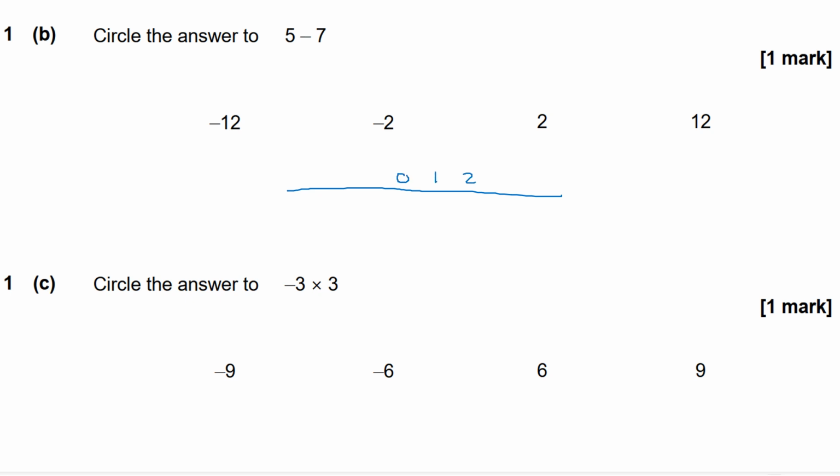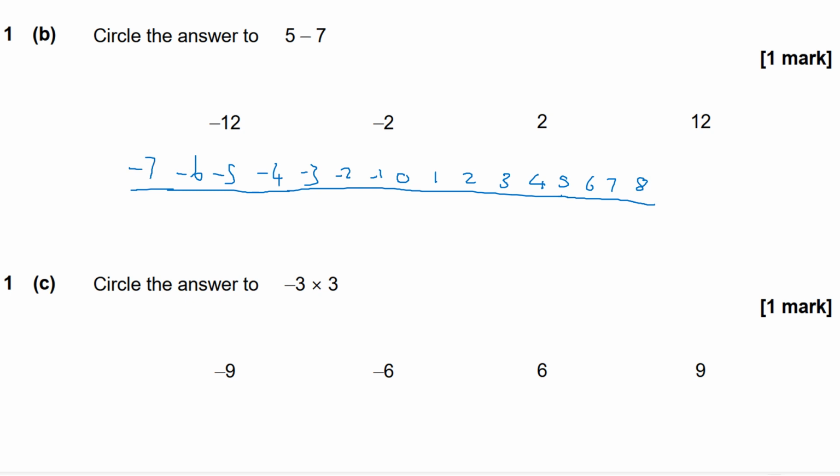0, 1, 2, 3, 4, 5, 6, 7, 8. I'm just picking 8 because it's just a large number. And then let's do these in the other direction. So we've got minus 1, minus 2, and then minus 3, minus 4, minus 5, minus 6, and then minus 7.